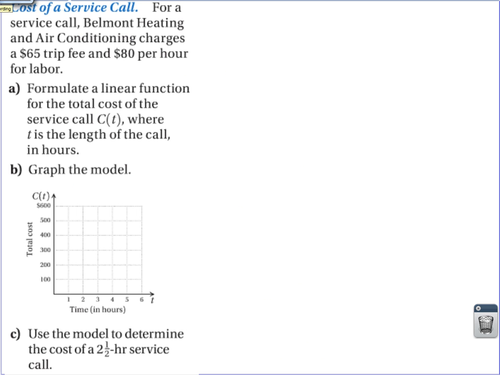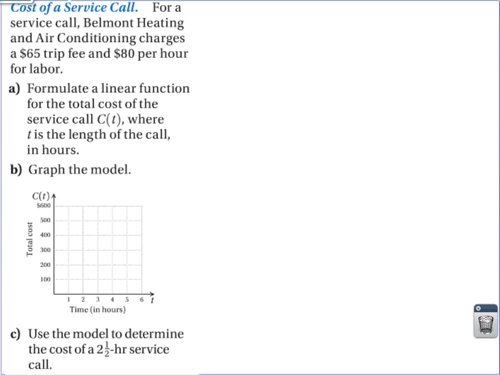Okay, our last problem, we're actually going to work a word problem here. But we're going to go about the same set of methods to work this word problem. It says, for a service call, Belmont Heating and Air Conditioning charges a $65 trip fee and an $80 per hour labor fee. Formulate a linear function for the total cost of the service call, where t is the length of the call in hours. Now let's think about method here as far as how would we figure a total cost for this function.